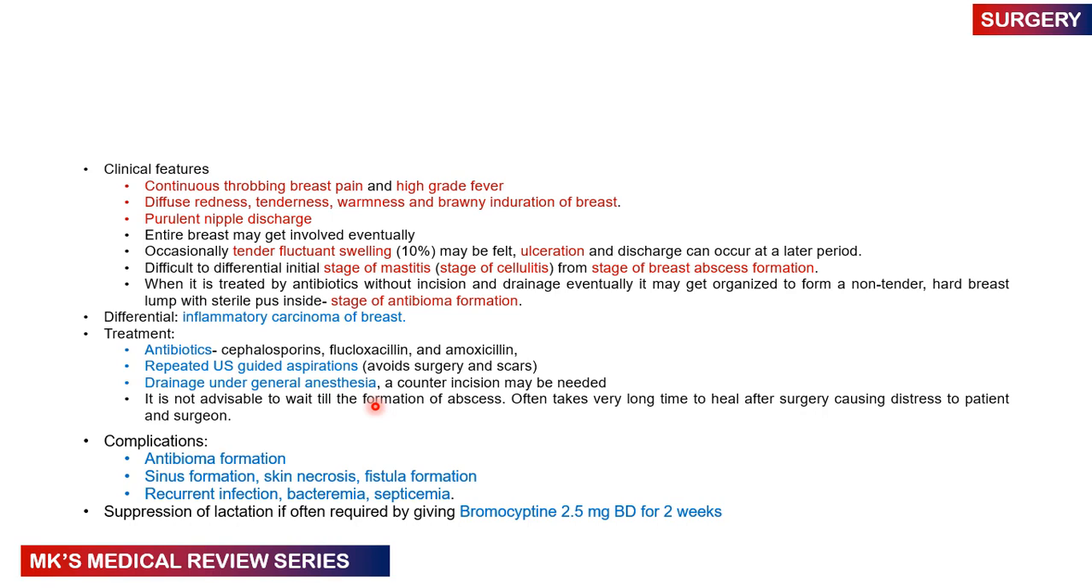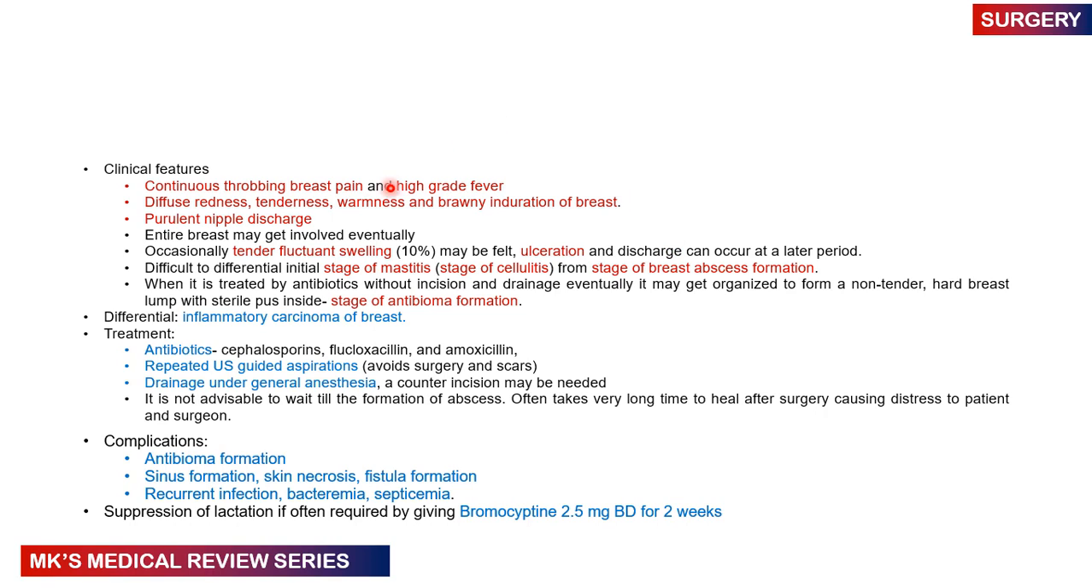What are the clinical features of this? So generally, this patient is going to be having this continuously throbbing breast pain and a high-grade fever. They may have features of inflammation such as diffuse redness, tenderness, warmth, and brawny induration of the breast, and they may have a pus discharge from the nipple. So the entire breast actually may get involved. It may have tender fluctuation, which is seen in 10%. There may be ulceration and a discharge that can occur later on.